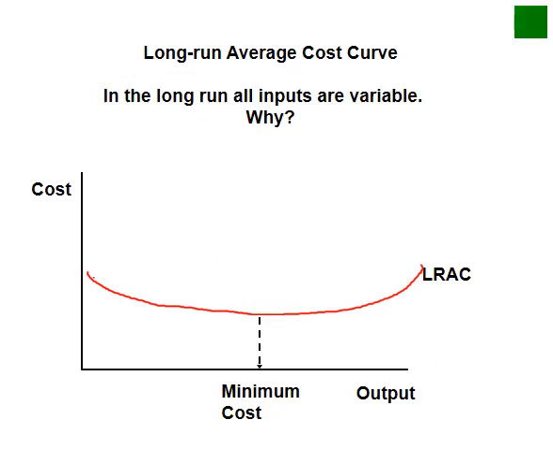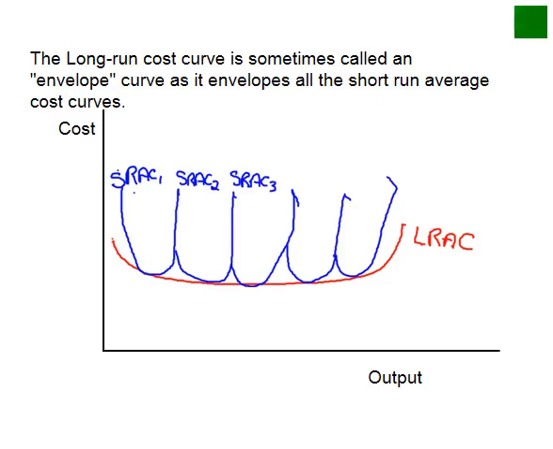In the long run, all inputs are variable. Why? Because you can buy more heavy machinery, you can buy more land, you can set up another factory. So everything is considered variable in the long run. If we look at the long run average cost curve, we're going to see that it is much flatter than the short run one. The long run cost curve is sometimes called an envelope curve because it envelops all of the short run average cost curves. So let's first draw the long run.